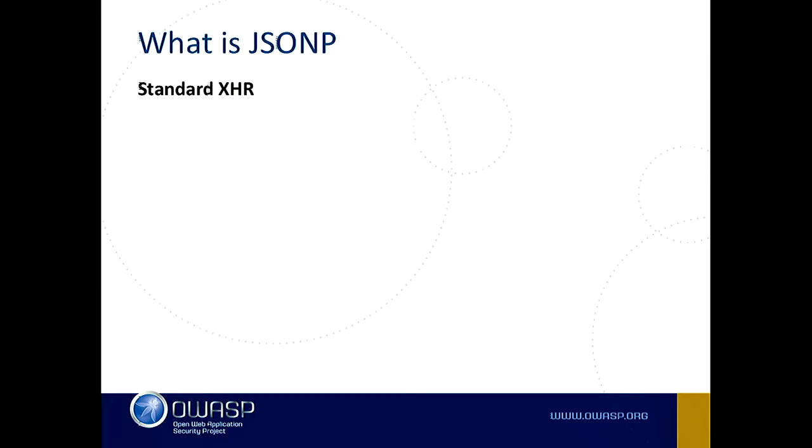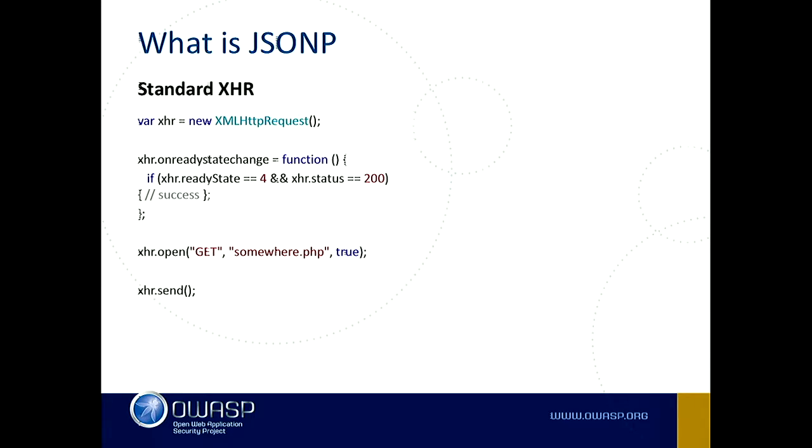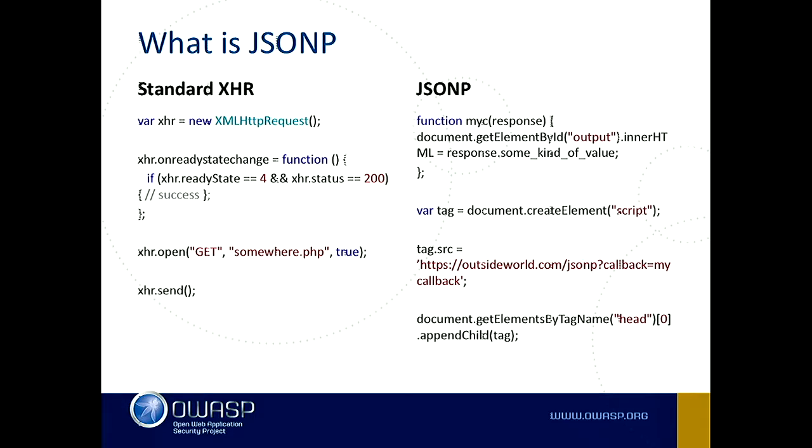So, a quick explanation of what JSONP is. A standard AJAX request, usually created with an XMLHttpRequest, where you specify your URL, which of course needs to point to your same website unless the remote website you're calling specifies some CORS headers. So a way to allow cross-domain communication without messing with CORS headers is using JSONP.